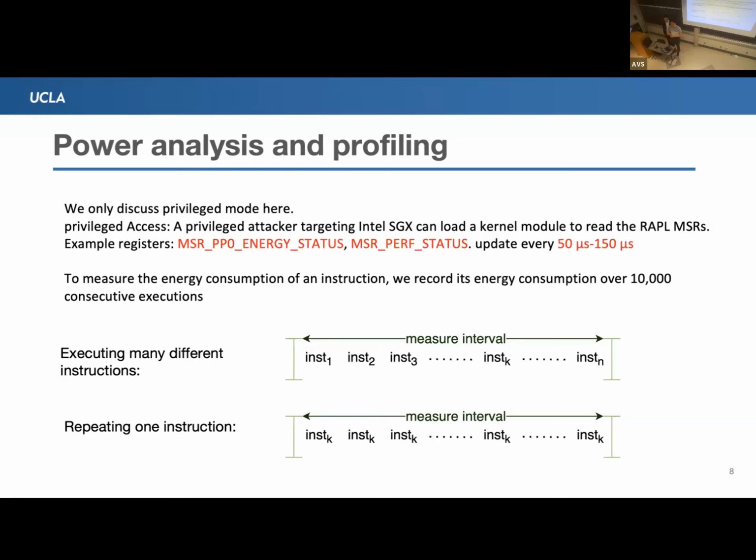For Intel RAPL, the update interval is around 15 microseconds to 150 microseconds, and that's a very long period for instructions. So if we measure it naively, then in this period we'll measure different instructions that generate different power, so we'll get nothing from the measurements. The solution is to repeatedly execute one instruction many times, and then average the power consumption so that we can get the specific power consumption of the instruction.